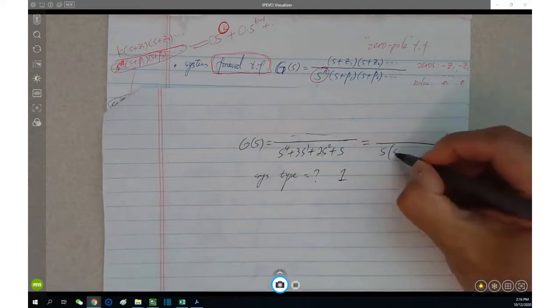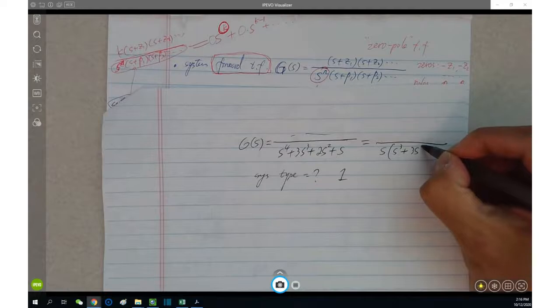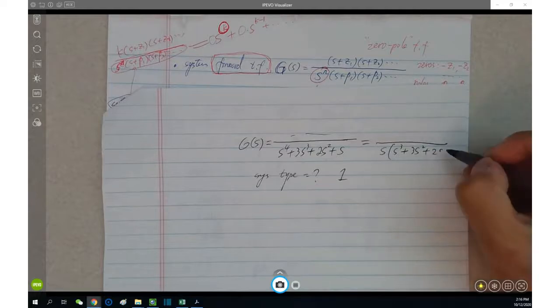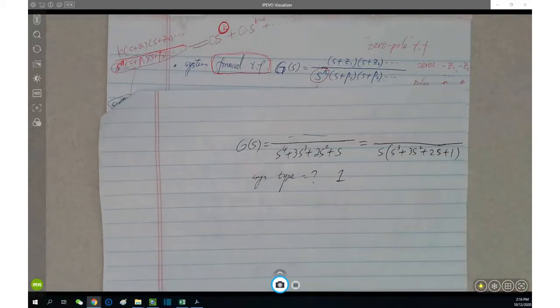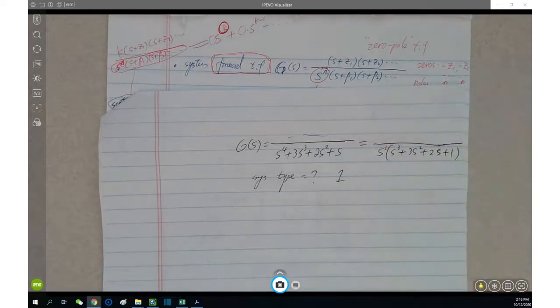And then we end up with S cubed plus 3s squared plus 2s and then plus 1. You see what I'm saying? Type 1. The order of S here is 1. Right? Order of S here is 1. That's why it is a type 1 system.